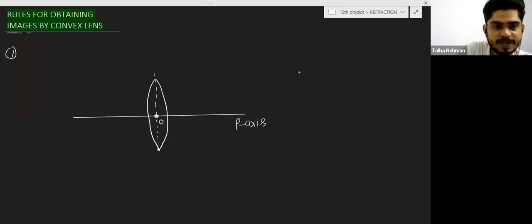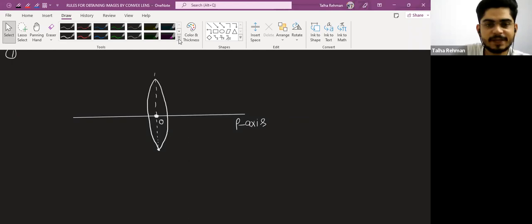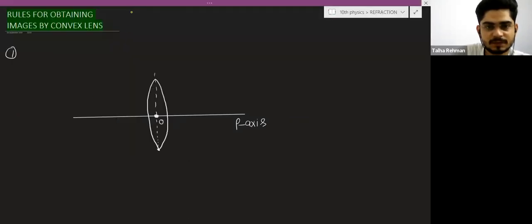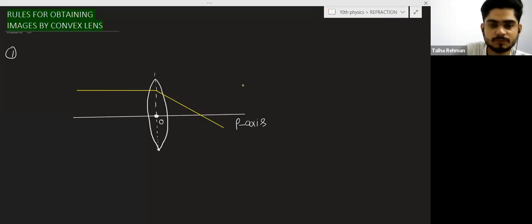So rule number 1 is that if a light ray is parallel to the principal axis, like this, see here, it will pass through the focus. This light ray is parallel to this principal axis, and after refraction from the convex lens, it will pass through the focus.